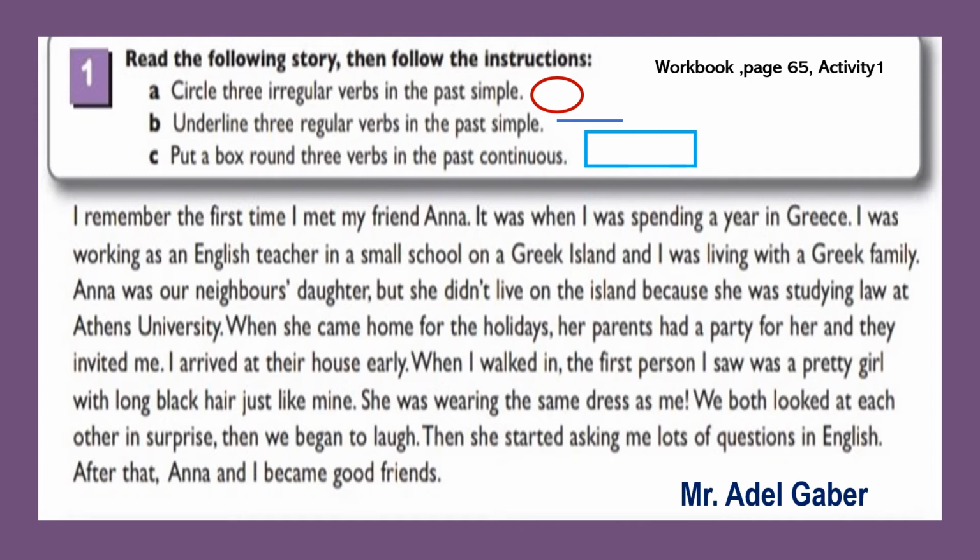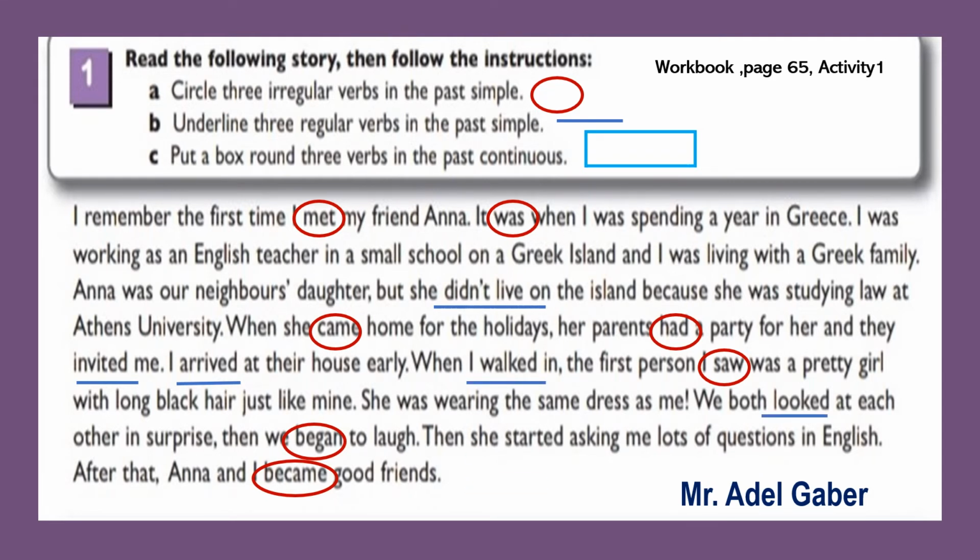Irregular verbs in the past simple: met, was, came, had, saw, began, became. Regular verbs in the past simple: didn't live, invited, arrived, walked, looked, started.